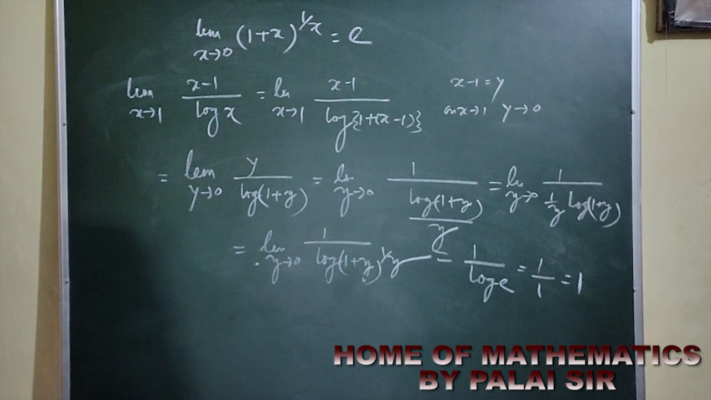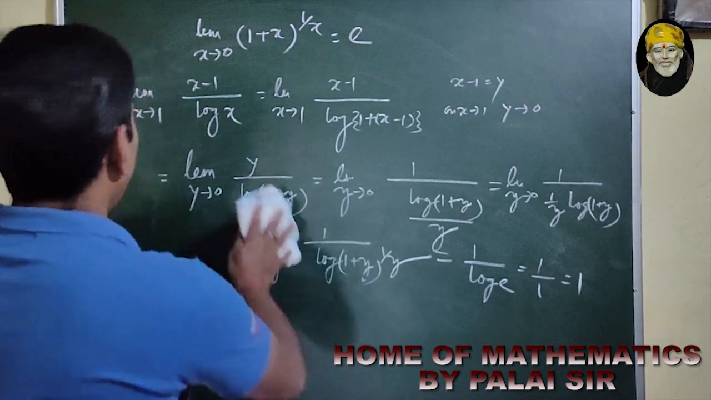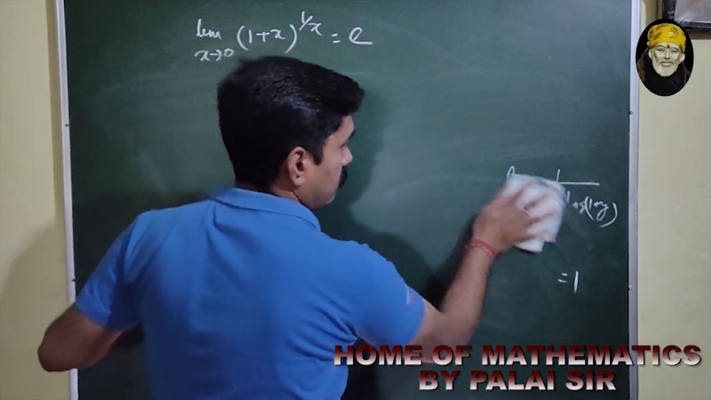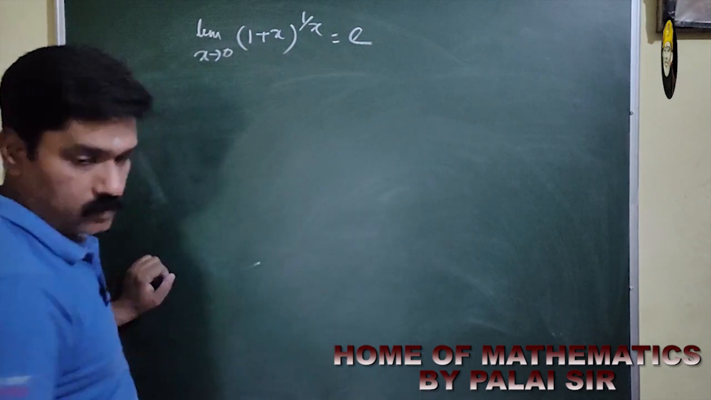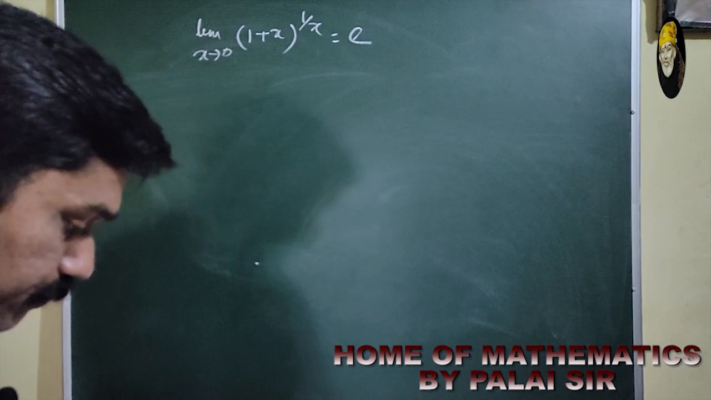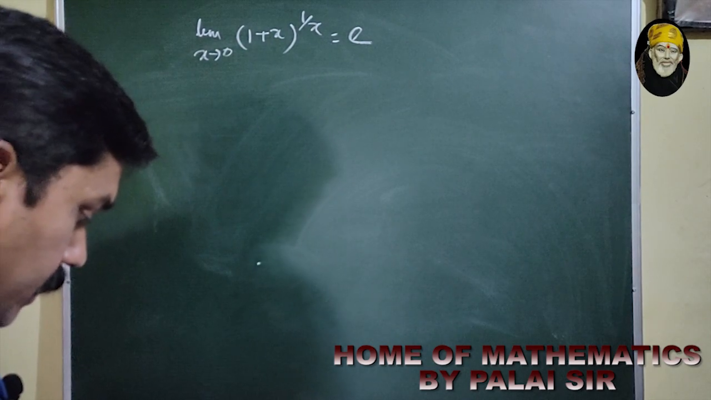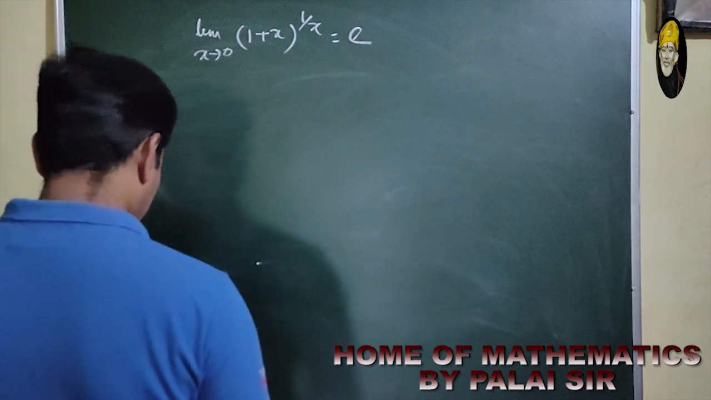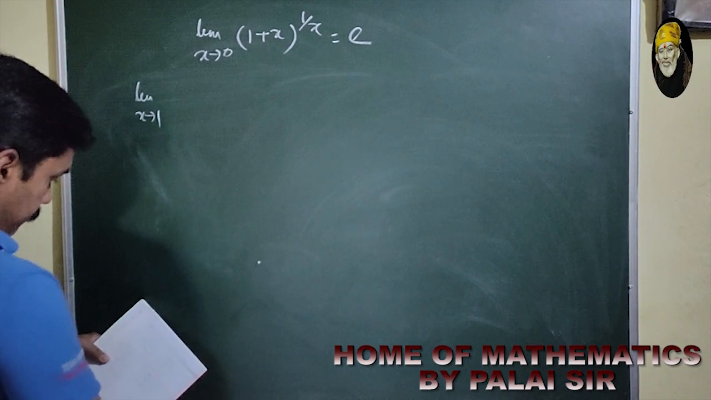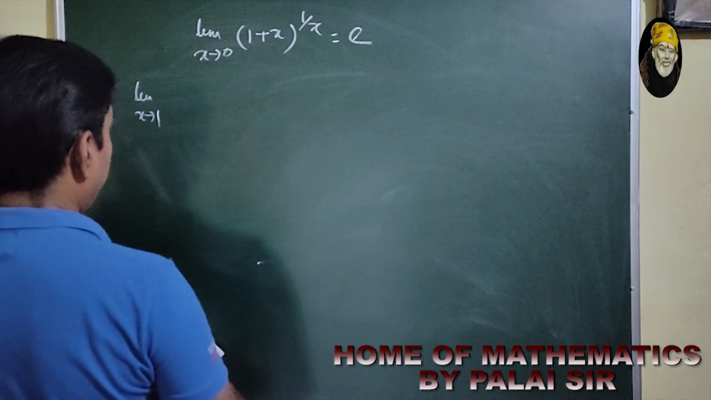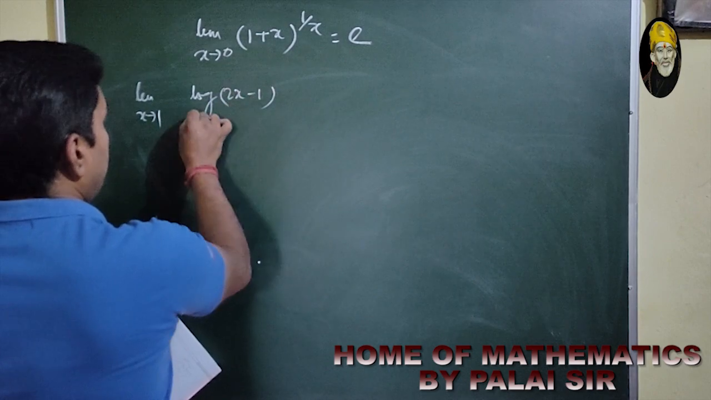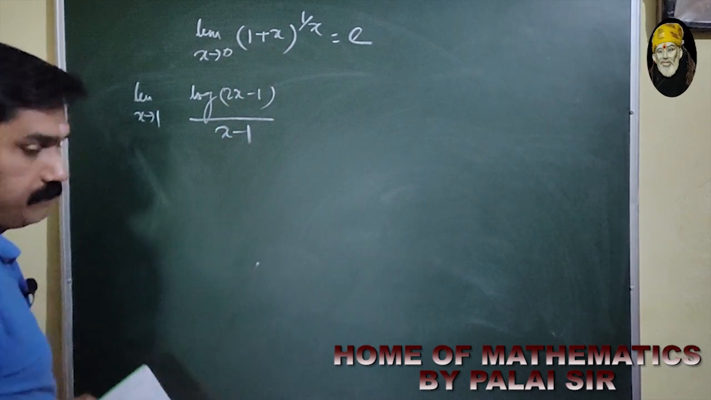Then we are taking another problem regarding this formula. Suppose here is one problem: limit x tends to 1, log(2x minus 1) by (x minus 1). We have to use the same formula here.